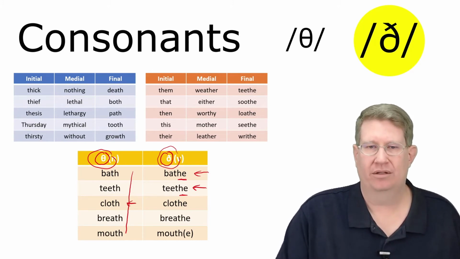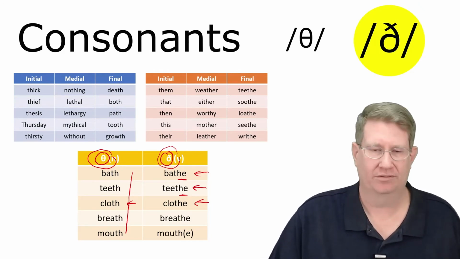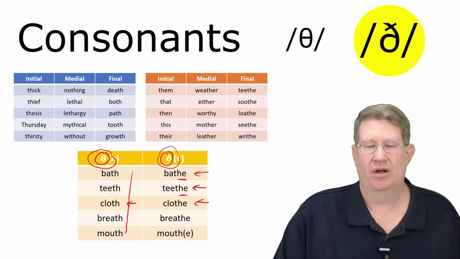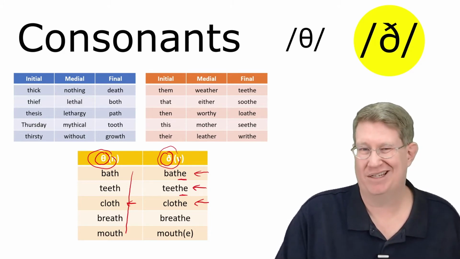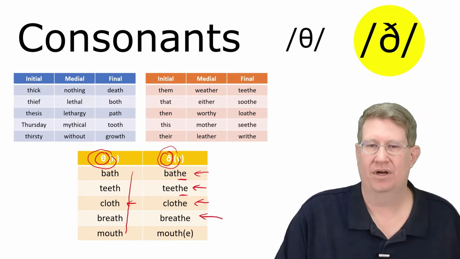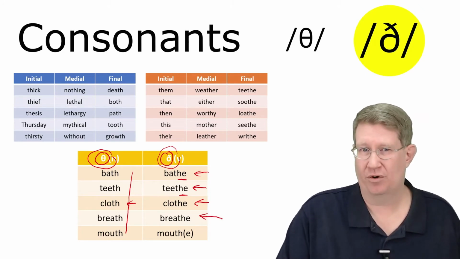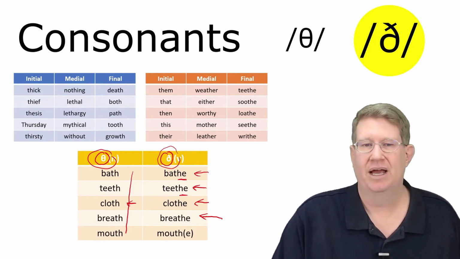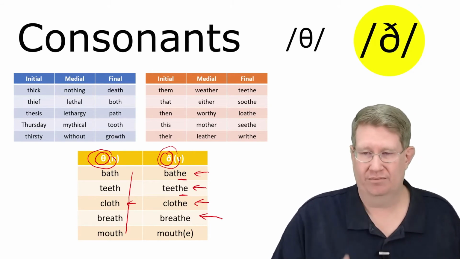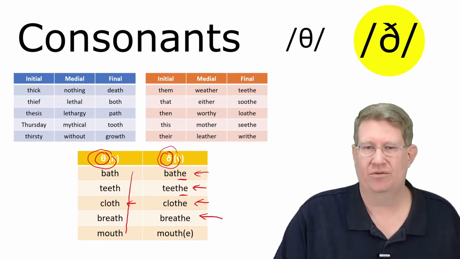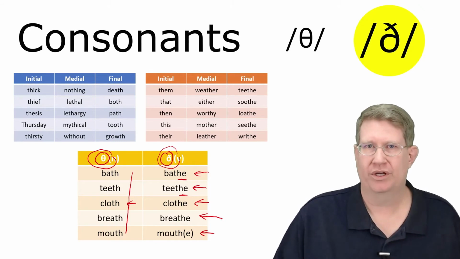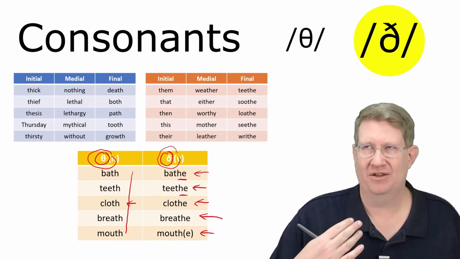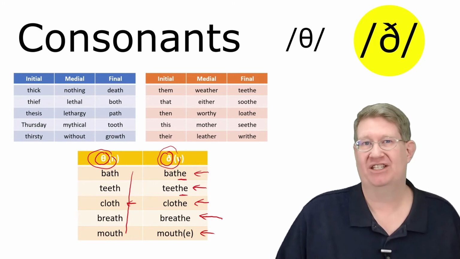So cloth, we know what cloth is. Clothe is to put clothes on your body. That's the verb. Breath is the noun. Breathe, this is probably the most common of all of the ones on this list, even though the process is exactly the same in all of them. And then mouth, which is what I'm talking with. This is to mouth, which means when you mouth words, you make the actions as though you're speaking, but you don't actually say the word.